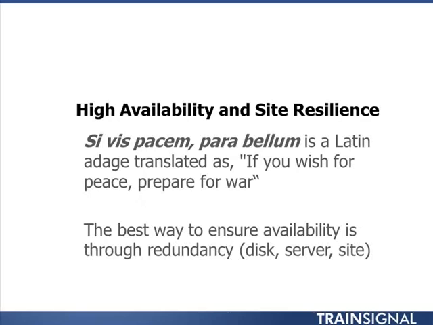And so, really, the best way to ensure availability is through redundancy. So you have to look at disk, server, and site redundancy. And built right into Exchange 2013 is this Database Availability Group feature, or DAG feature, that really helps to provide increased availability depending on how you design and deploy the solution.